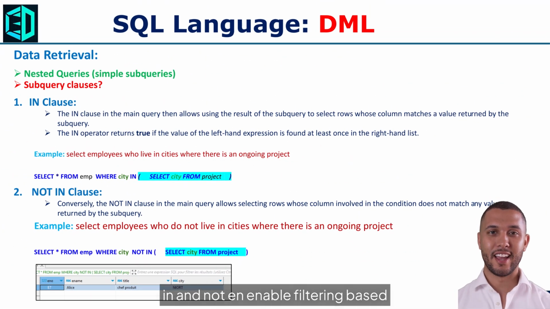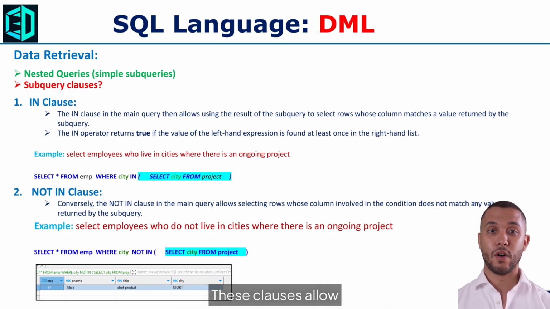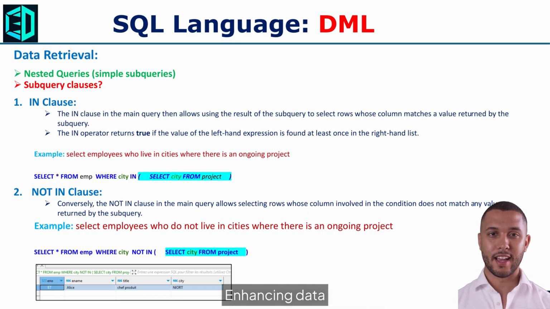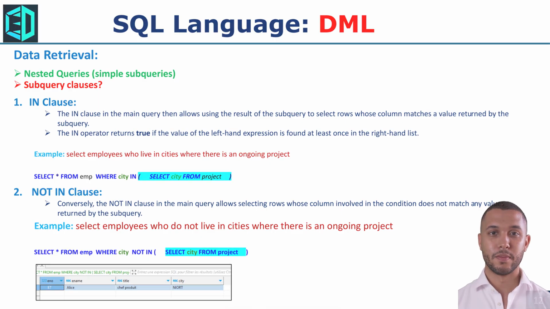Subquery clauses like in and not in enable filtering based on subquery results. These clauses allow for selecting rows that match or do not match subquery values, enhancing data filtering capabilities.